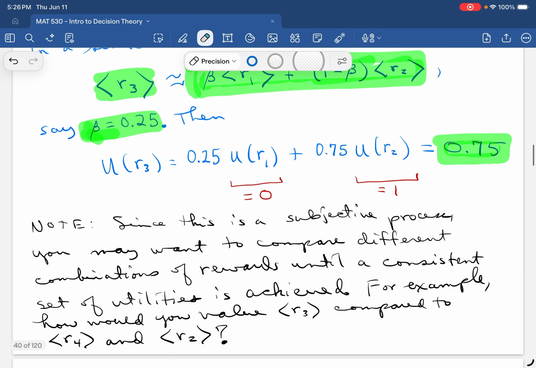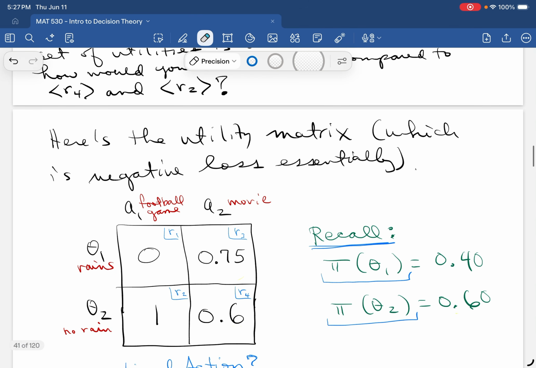And now, since this is a subjective process we're going through, you may want to do consistency checks until you get a set of utilities that you're comfortable with, no matter which way you look at it. Okay, so with that said, here is the utility matrix, and utility is just going to be the negative of loss. So we're not really changing so much what we're doing from the previous chapter. It's just that instead of looking at things in terms of loss, now we're looking at things in terms of utility. So in this case, bigger numbers are better.